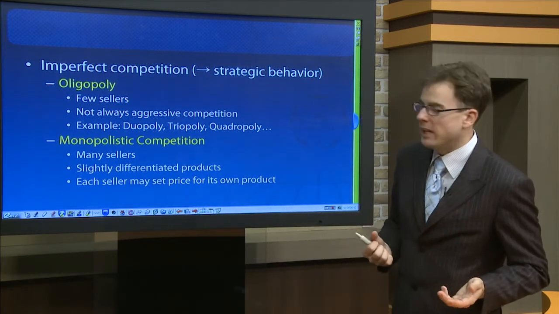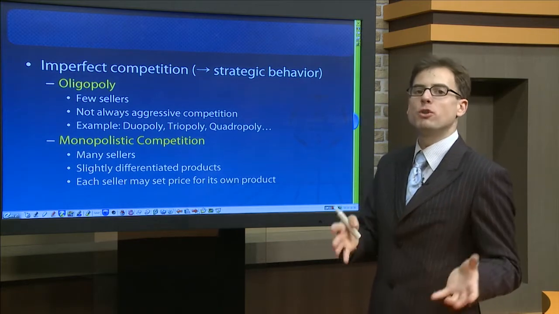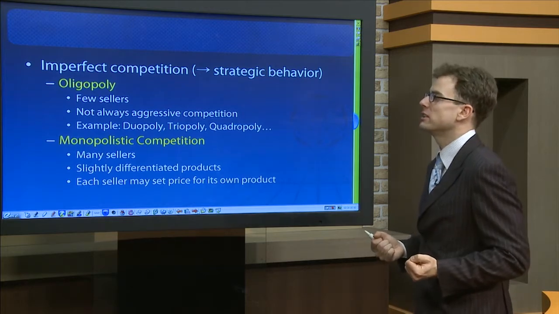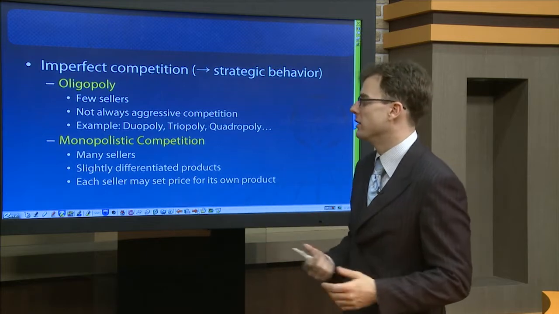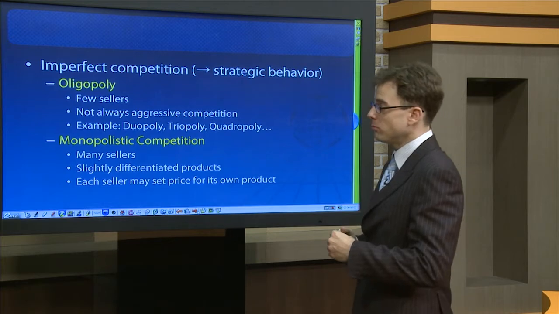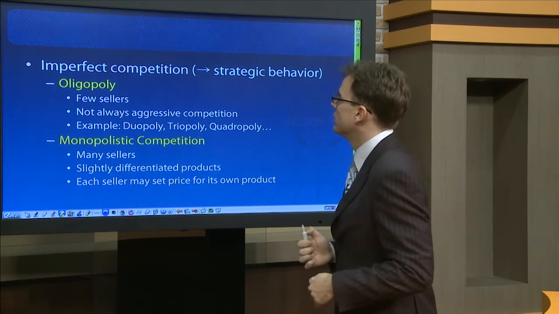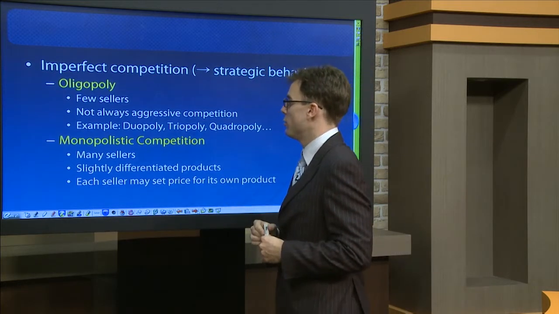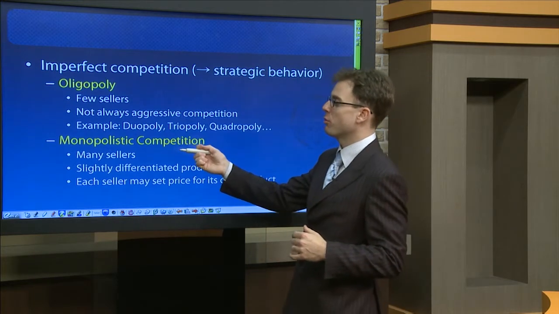So monopoly is the extreme form of markets where we would say there is no competition on the supply side or on the demand side. Then between competitive markets and monopolistic markets, there are intermediate cases, which we will study in chapters 16 and 17, called oligopoly and monopolistic competition. Let's start with monopolistic competition.